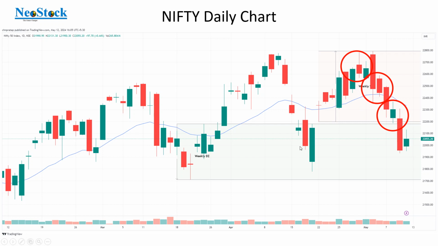Which demand zone? Weekly demand zone. But where is the daily demand zone? And here we have the daily demand zone. Drop, base, rally. So let's draw these zones. Supply zones and demand zones.